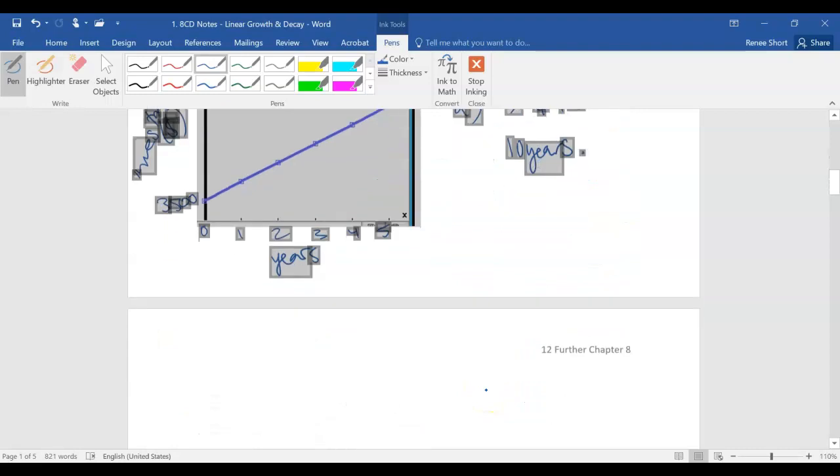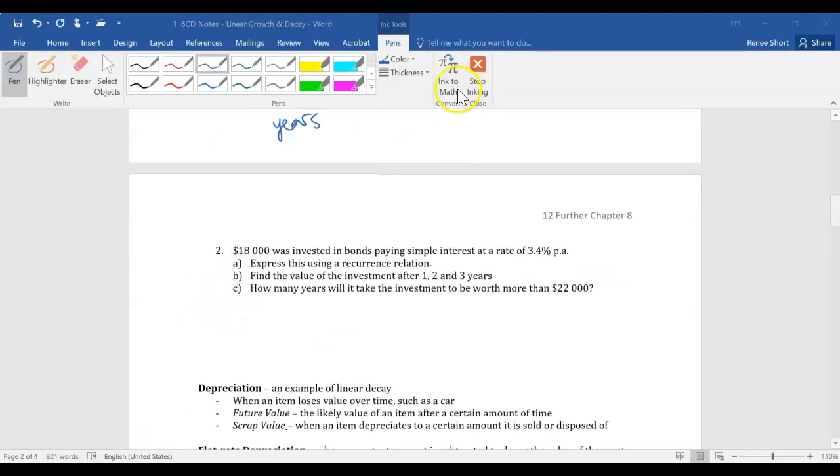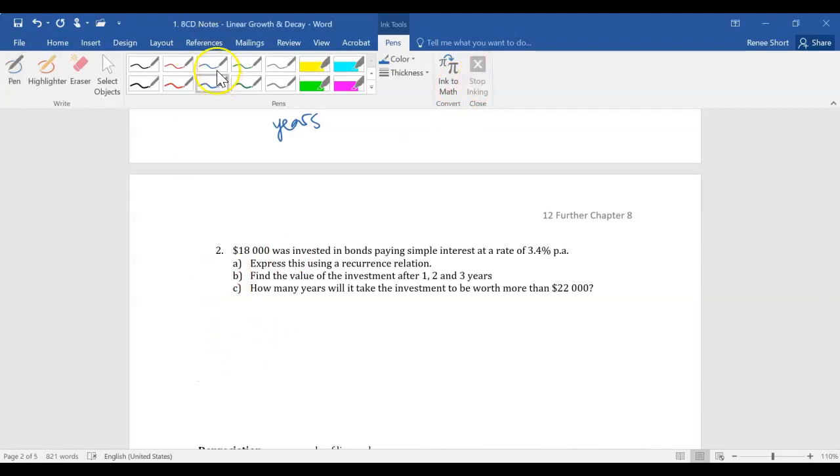Okay, so that is our first example there. Okay, if we now look at our second example here for us, this one now says that $18,000 was invested in bonds, paying simple interest at a rate of 3.4% per annum. So again now, $18,000 is our V0 amount and 3.4% there, that is our rate. So it might be a good idea when you've got these questions to label your variables down really quickly to help you remember what they are.